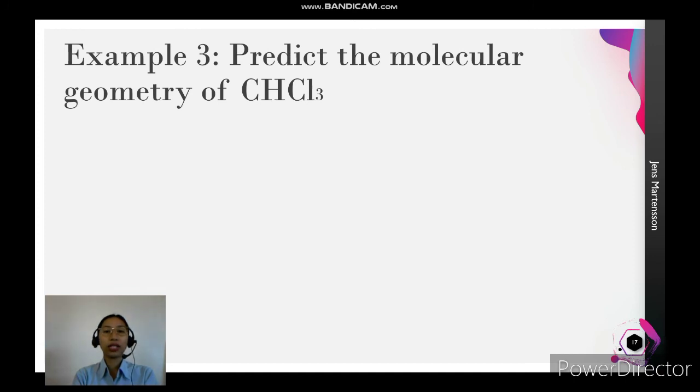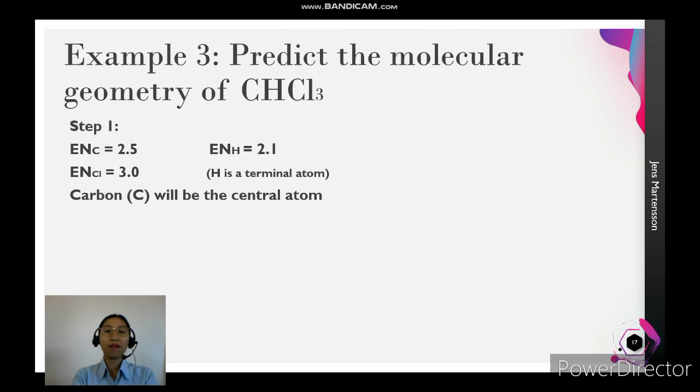geometry of CHCl3. In this case, or in this example, we have 3 types of atoms. We have C, carbon, H, hydrogen, and Cl for chlorine. So, pangitaan po nato ang iyahang EN values no tulo. So, we have ang C is 2.5, Cl is 3.0, H is 2.1.